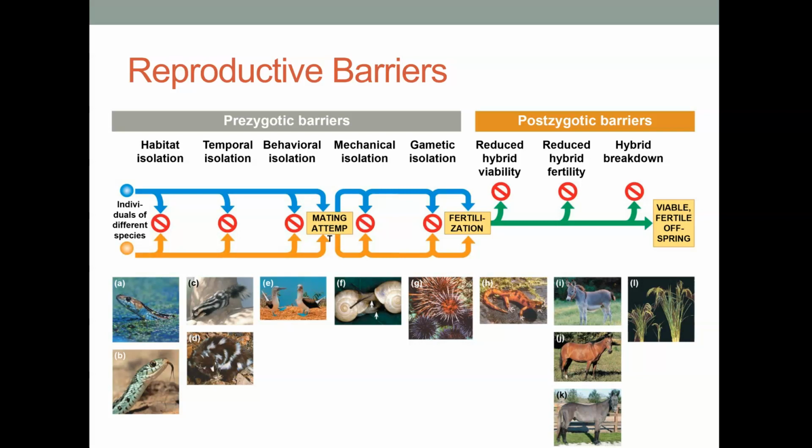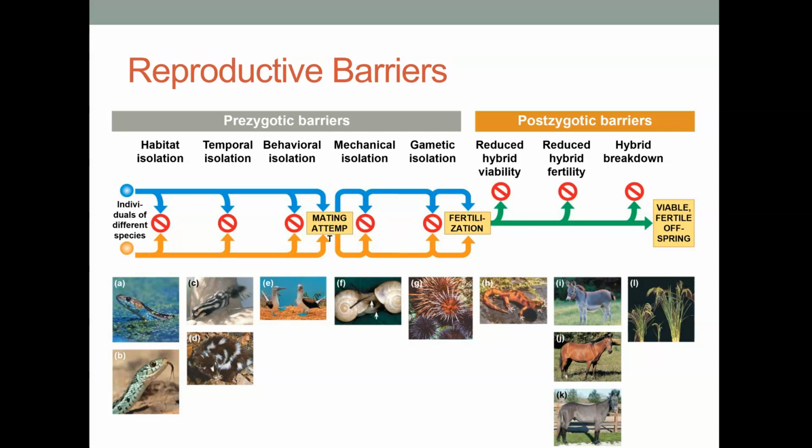We can also have mechanical isolation, where essentially the interacting bits become incompatible. This is really common in plants and different kinds of shellfish. One of the common ways in plants is that the pollen can't get to the pistil, the female part of a plant, due to the way that the flower is arranged. So there's something structural about those two populations that doesn't allow them to mate.